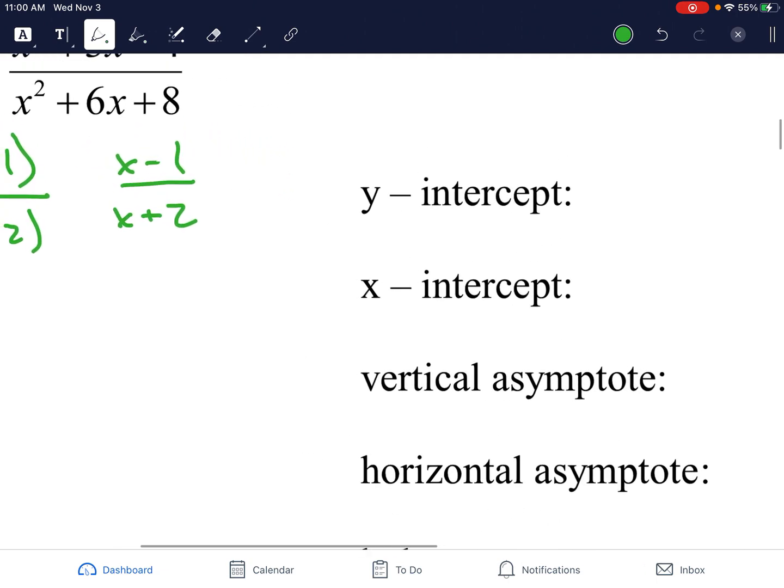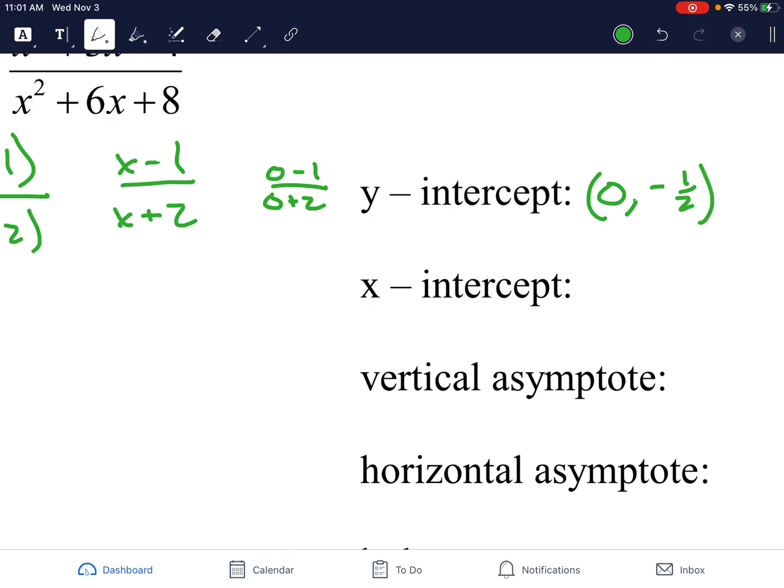For your y-intercept, putting zeros in for the x's, you'll get 0 minus 1 over 0 plus 2. Gives you a y-intercept of -1/2. Again, putting it as a point is important. For the x-intercept, you're going to take the numerator of x minus 1, set it equal to 0, and solve. So your x-intercept will be 1, 0. So we solved for x equals 1.